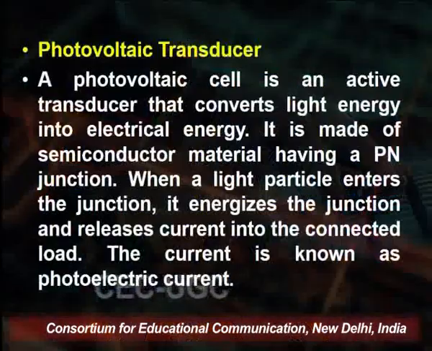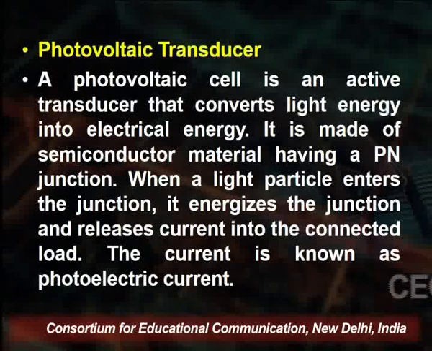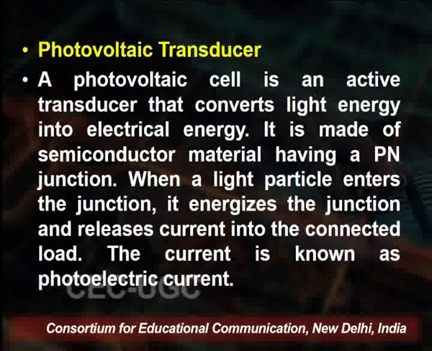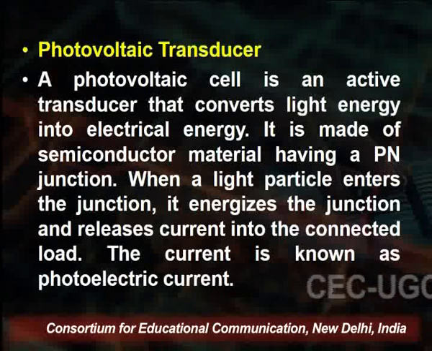We will discuss one by one, in a very brief manner, what each type of transducer is and what the function of these transducers is. So, a photovoltaic cell is an active transducer which converts light energy into electrical energy, and we all know that it is made of semiconductor material having a PN junction. When light particles enter the junction, it energizes the junction and releases current into the conducting load, and that current is known as a photoelectric current.